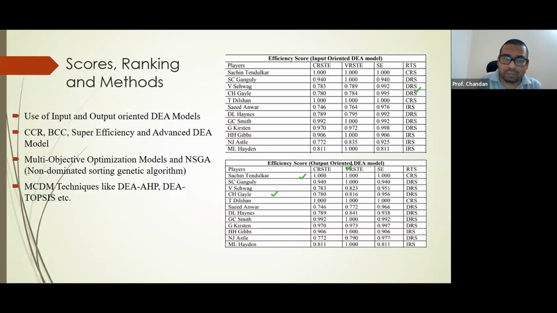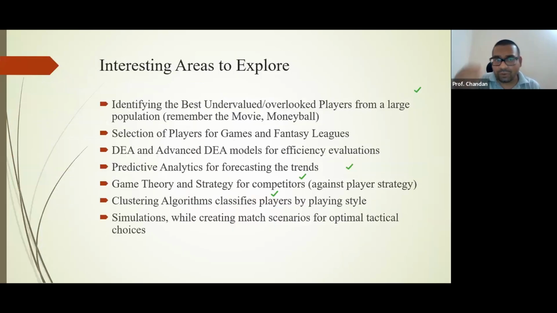So this was just an example. Further areas we can explore, because I kept the technical discussions at a very basic or introductory level, because we have an audience from various diverse backgrounds. Fine. So considering that factor, I kept this discussion at a very elementary level. But yes, there are interesting areas to explore.